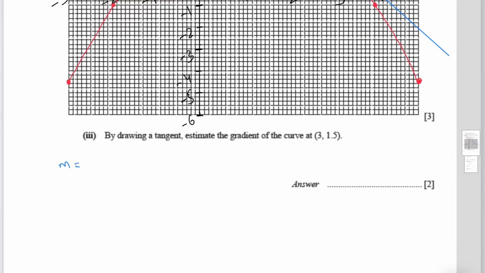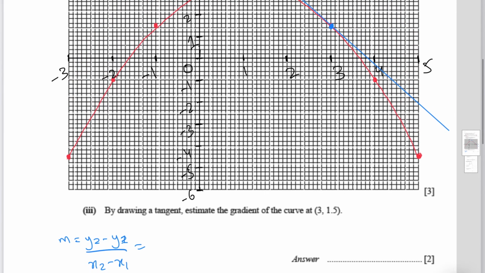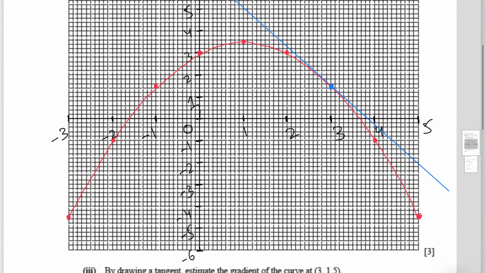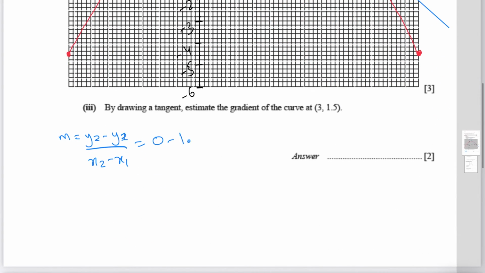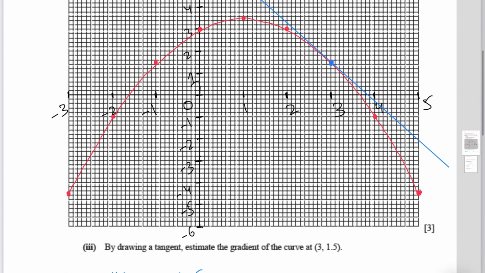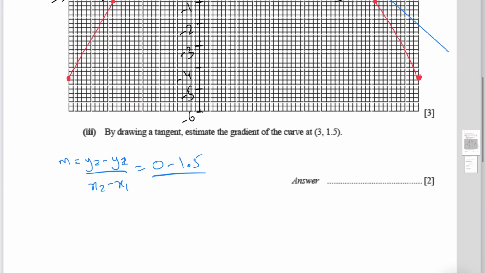So let's find the gradient. Gradient can be found by using this formula, y2 minus y1 over x2 minus x1. So the y2 value is 0 and the y1 value is 1.5. So you do 0 minus 1.5 over the x2 value is 3.9 minus 3, because that's the value given to us.